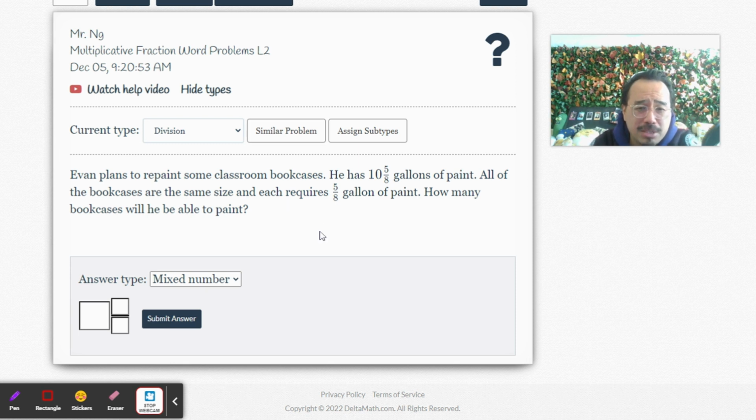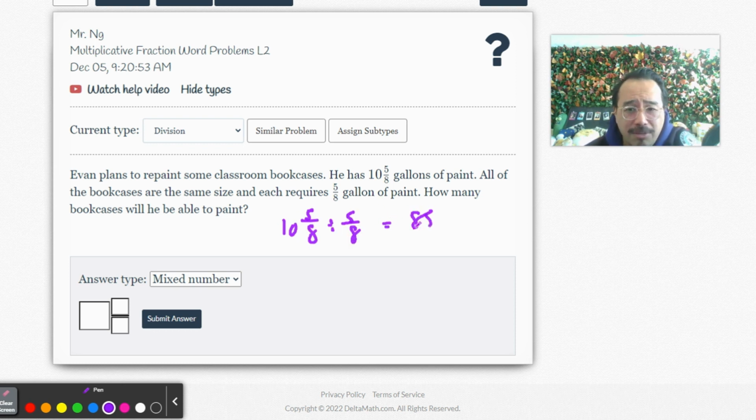Evan plans to repaint some classroom bookcases. He has 10 and 5/8 gallons of paint. All the bookcases are the same size. So the question is something like, you have all this paint, and each bookshelf takes 5/8. How many 5/8 can you fit into 10 and 5/8? So we're gonna do division. That's 10 and 5/8 divided by 5/8. I've got to convert that into an improper fraction. That's 85/8 divided by 5/8.